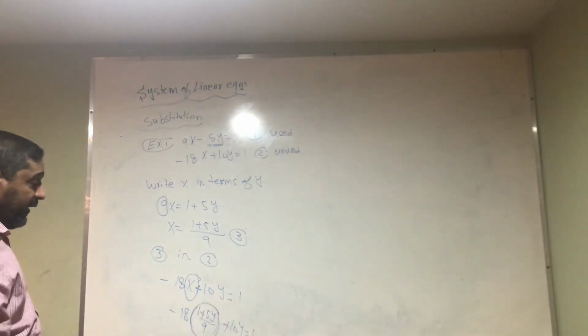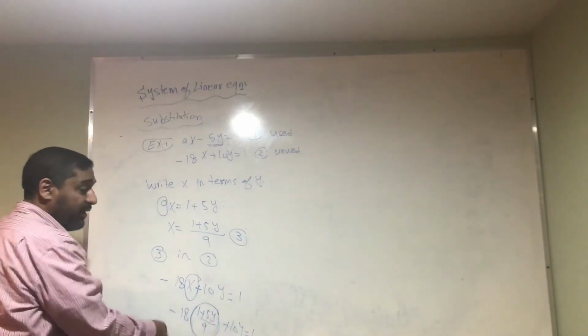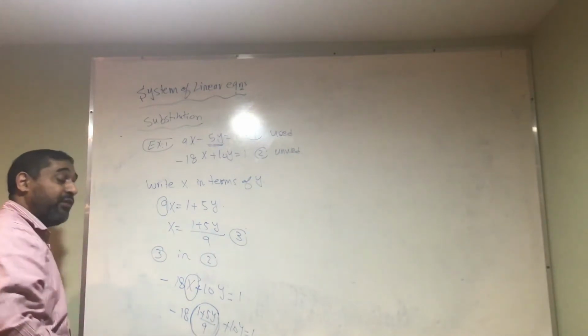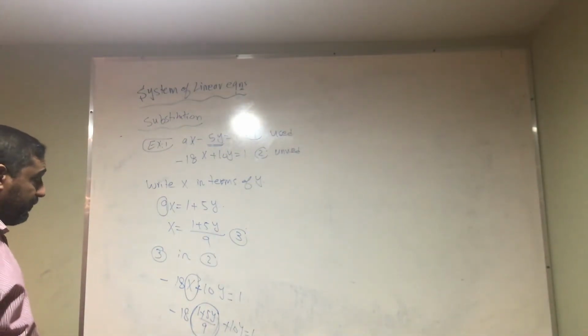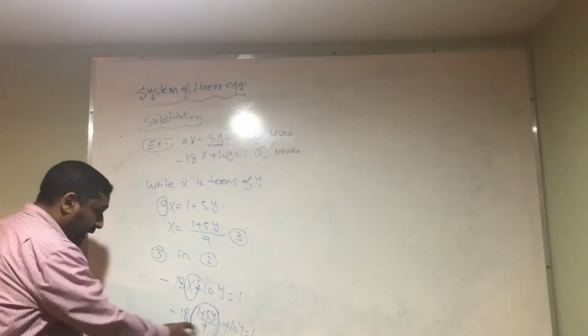Then what did you get here? I need to simplify this, but what I really care about is that it's one equation. What is your unknown? It has become one unknown, which is y, only y. If you have one equation and one unknown, it's very easy to solve, guys. So now I simplify this.